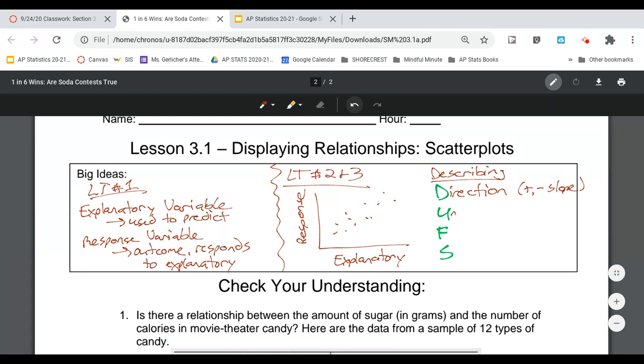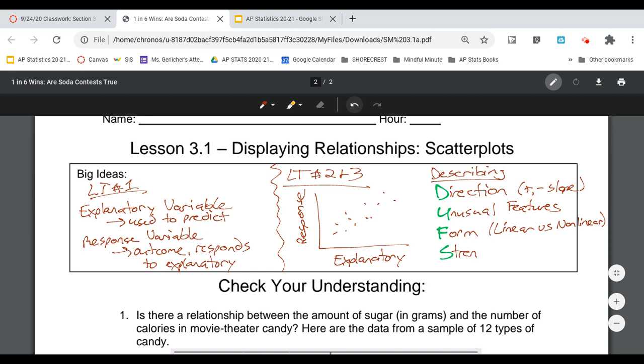U stands for unusual features, which is basically outliers, usually outliers. Are there outliers involved? F stands for form, and that is saying linear versus nonlinear. And in this class, 99% of the time, we'll be dealing with linear best fit lines. Dealing with when do you pick a quadratic equation, or when do you pick an exponential, is kind of beyond the scope of this class. So in this class, it's going to nearly always be linear.